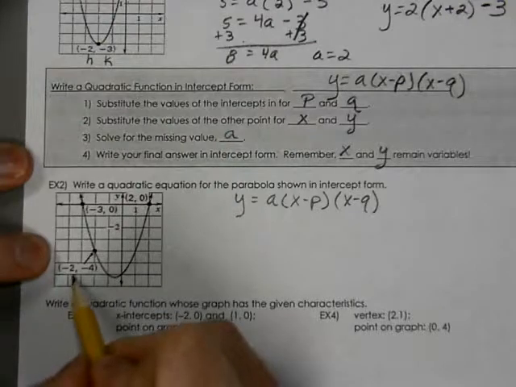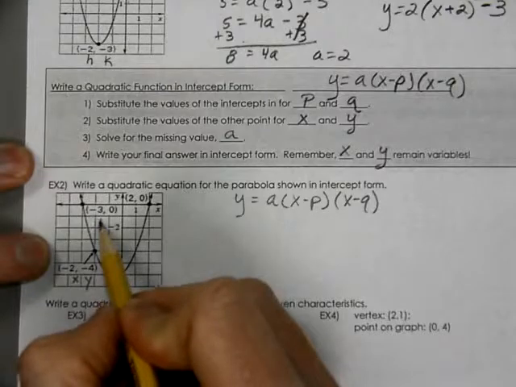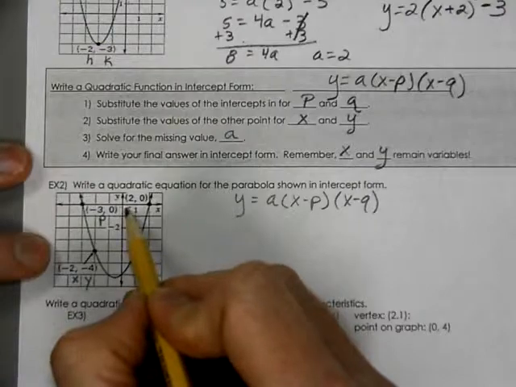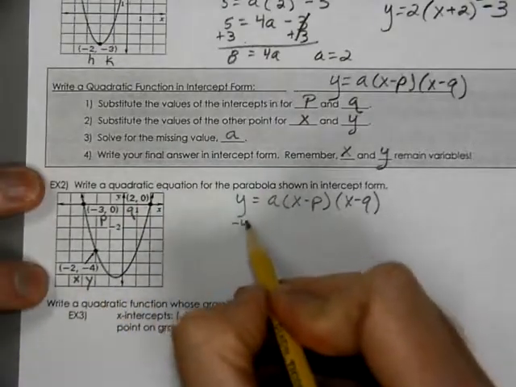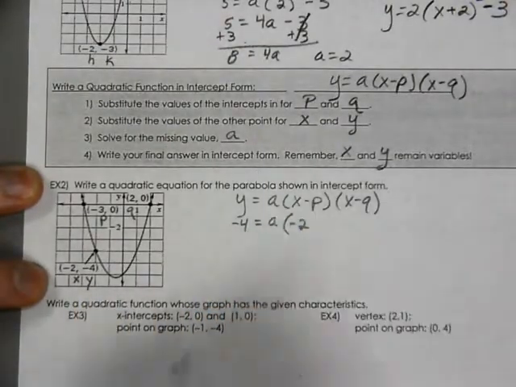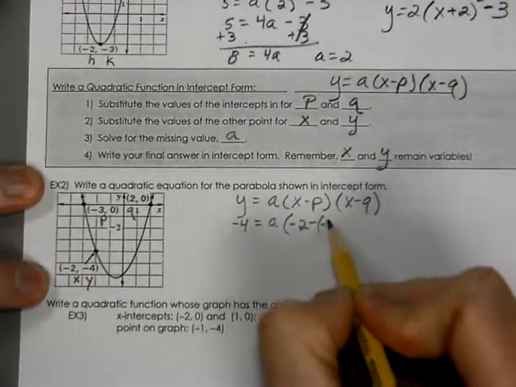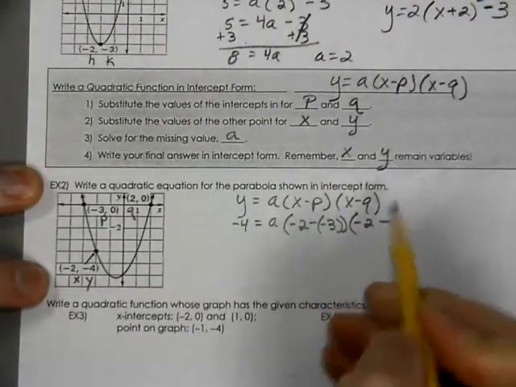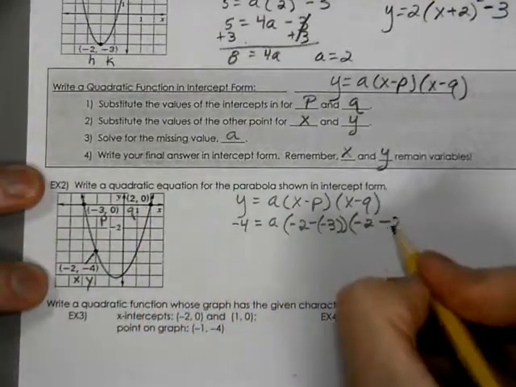We're going to plug in our values for X and Y. Here would be our P value for our x-intercept and our Q value. So the Y is -4. The X is -2. The P, the formula says minus, the P value is -3. The X is still -2. Formula is minus. The Q value is the 2.